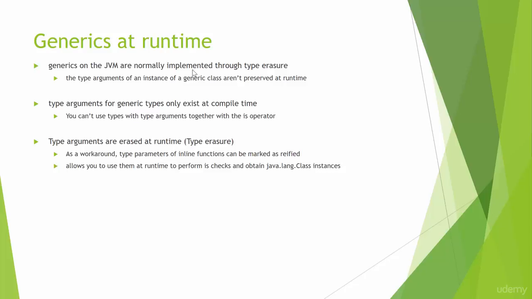If you want to make the generics be able to use the is operator, you can have the type parameters as inline functions, and then you'll have to mark them as reified. So this allows you to use them at runtime to perform is checks. It allows you to do this checking of is if you specify the function as reified in inline. This is a workaround. I don't want to spend a ton of time on this. It's more of an implementation detail, but there's specific reasons why generics do not maintain their types at runtime, mainly performance reasons. So they have this concept of type erasure, and it can cause issues.